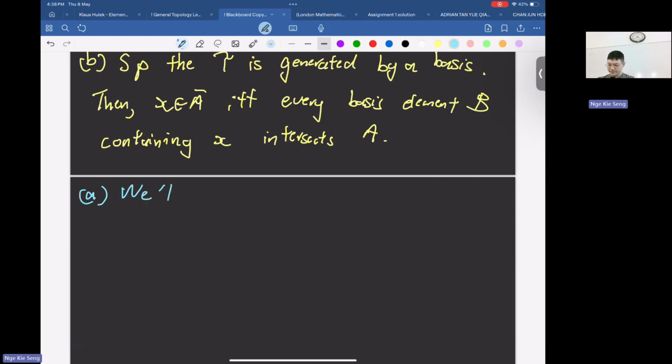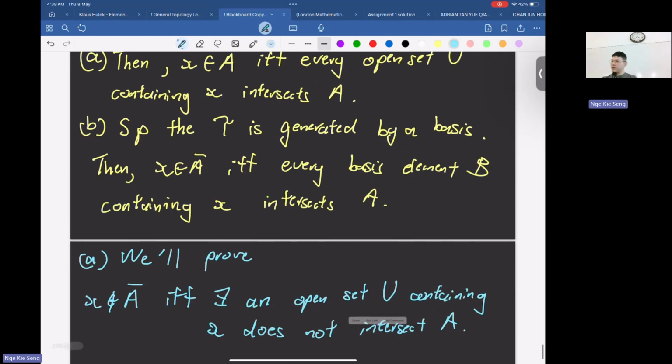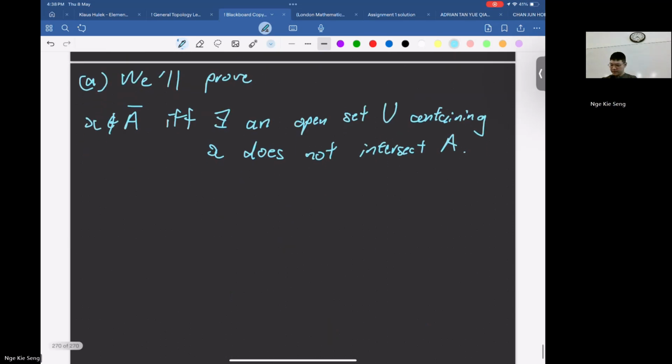So we will prove the contrapositive of the statement. So X is not inside A bar if and only if there exists an open set U containing X that does not intersect A. This is a proof technique. If you're going to prove statement A, you need to show it for every open set. But if you take the contrapositive, you just need to find one open set. You can take the negation. So let's try. This is easier.